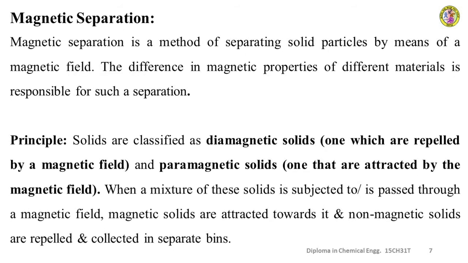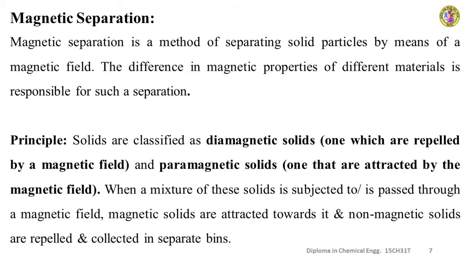So that completes the electrostatic separation technique. Let us now understand the magnetic separation. Magnetic separation is that method of separating solid particles into different fractions based upon the magnetic characteristics of the different materials. The difference in magnetic properties of different materials forms the basis for separation in a magnetic separation technique. So this characteristic is responsible for the separation carried out in the process.